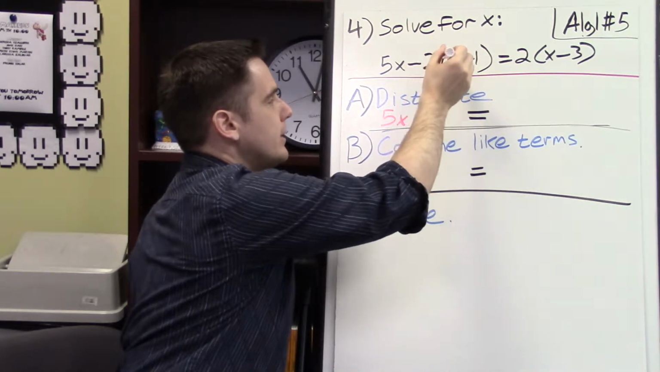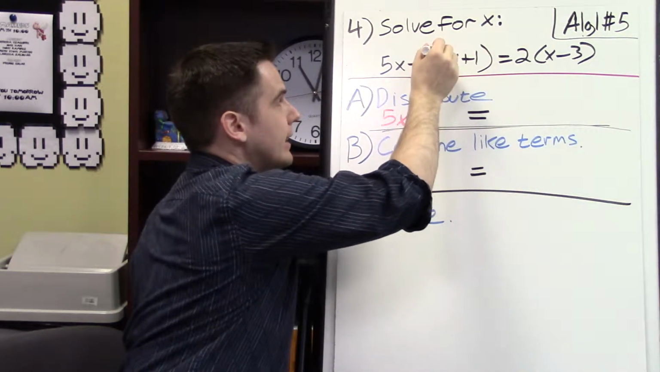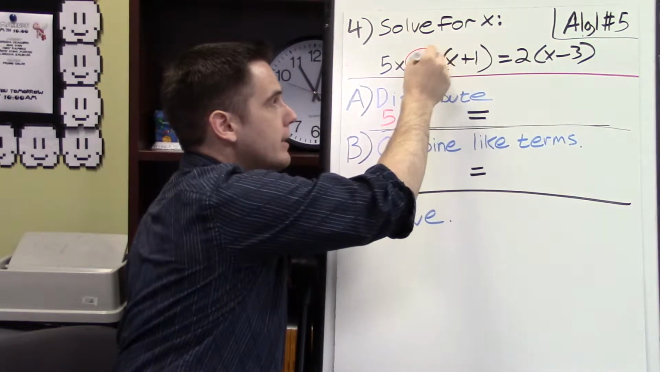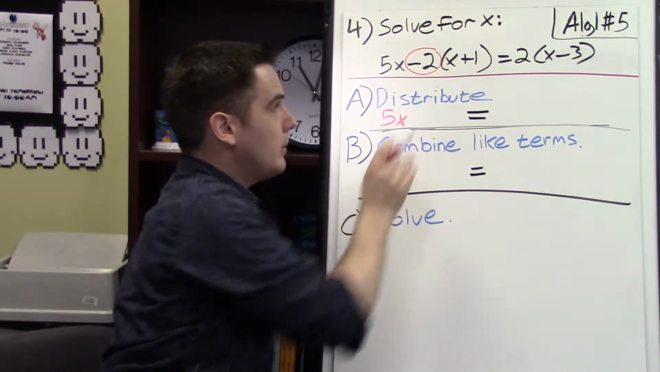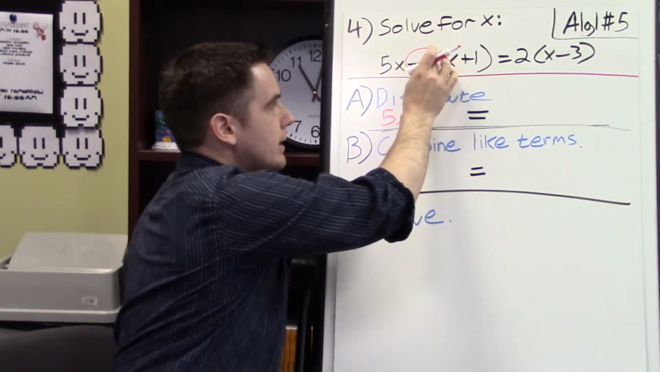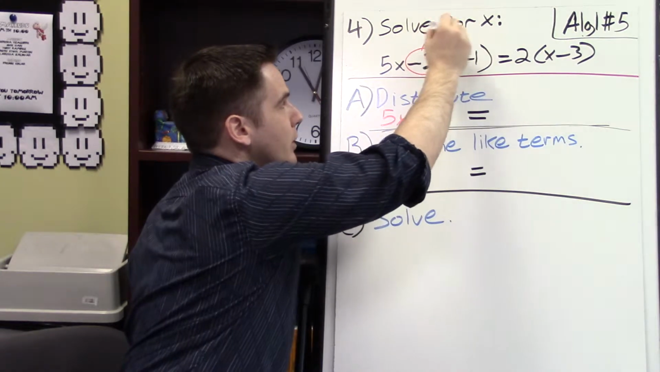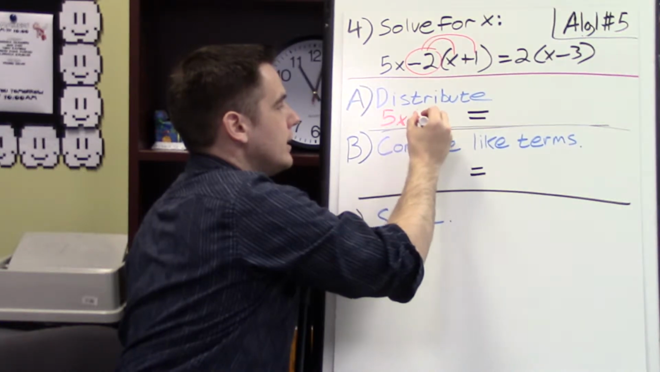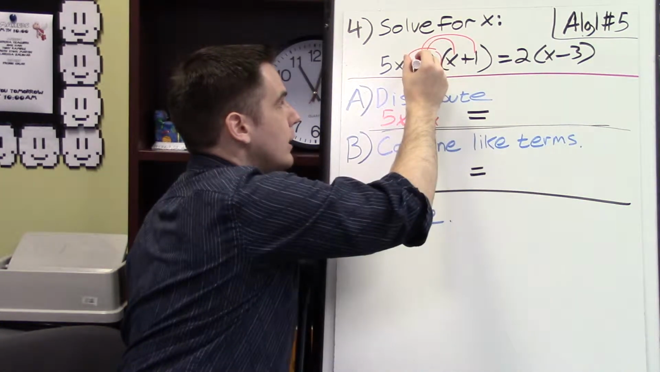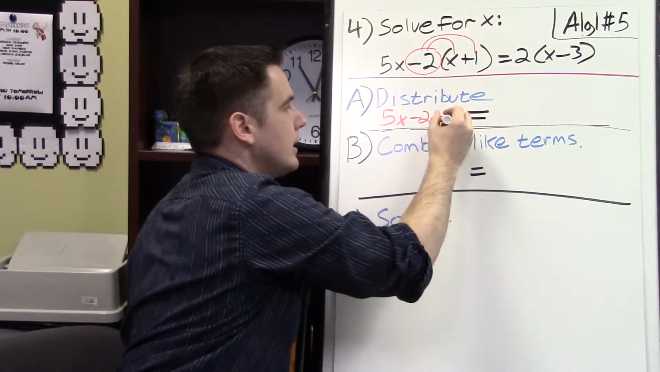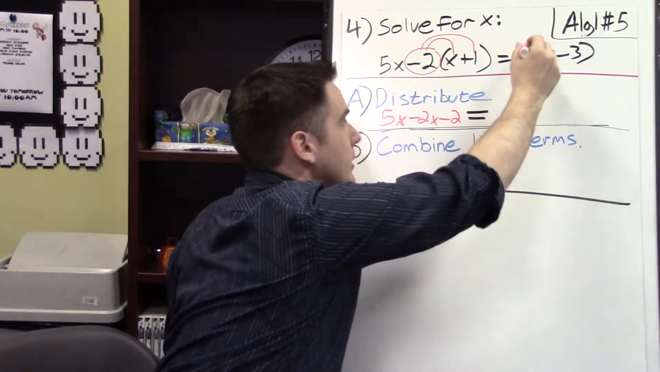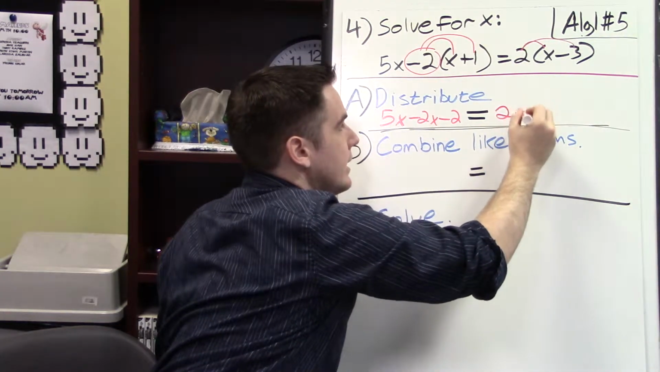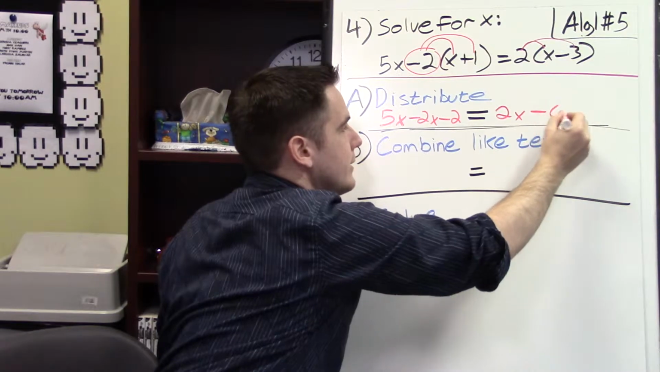Distribute means when you've got an expression in parentheses, we take the number right outside of it that's multiplying into it. If there's a plus or a minus in the middle, then you're not distributing. But no symbol in the middle means we're multiplying. So we distribute, meaning negative 2 times x equals negative 2x. Negative 2 times positive 1 is negative 2. Over here we do the same thing. 2 times x is 2x. 2 times negative 3 is negative 6.